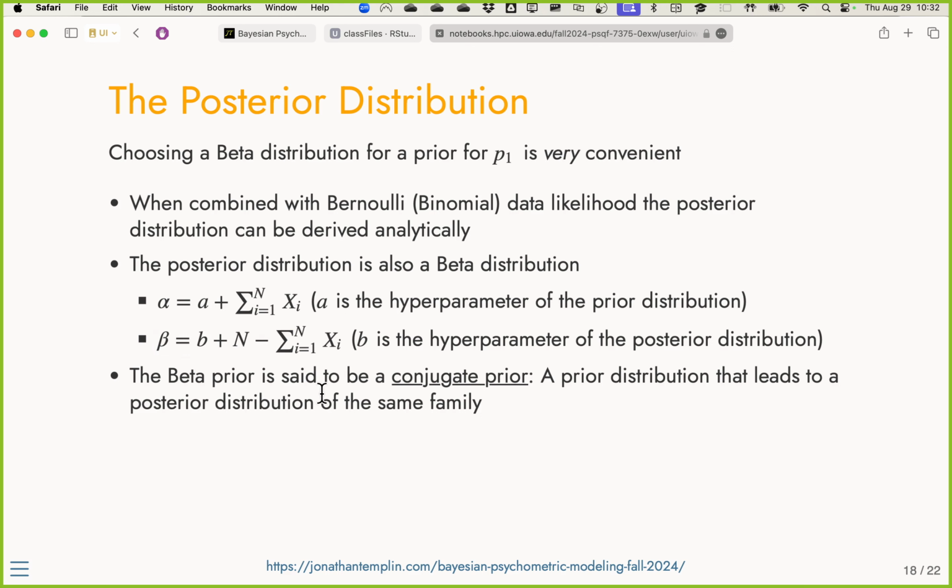It also has another name. When you pick a prior distribution that matches the shape or the family of the posterior distribution, so in our case, the prior distribution is beta, and we can derive the posterior distribution being beta, we end up with what's called a conjugate prior. Again, this is an important definition: a conjugate prior is a prior distribution such that the prior and the posterior come from the same family. So if you have a normal prior, you get a normal posterior, that happens. Right? So here, our prior is beta, our posterior is beta.